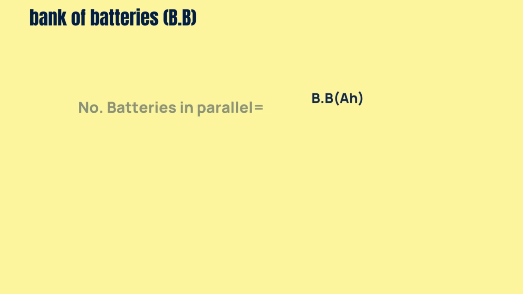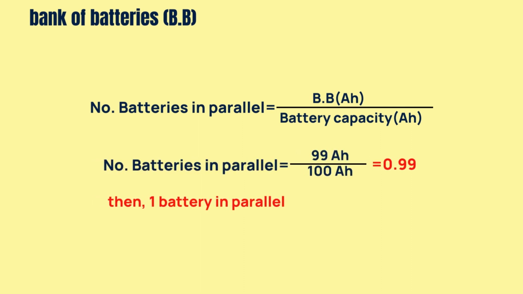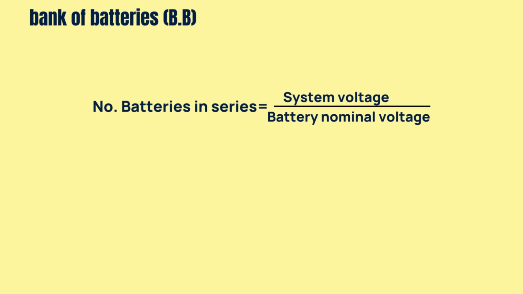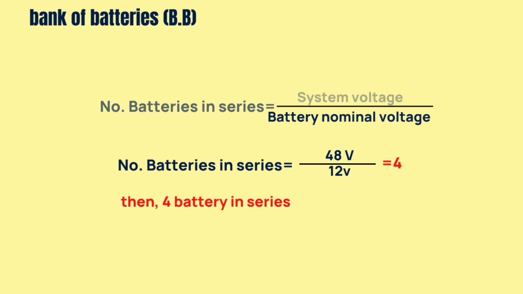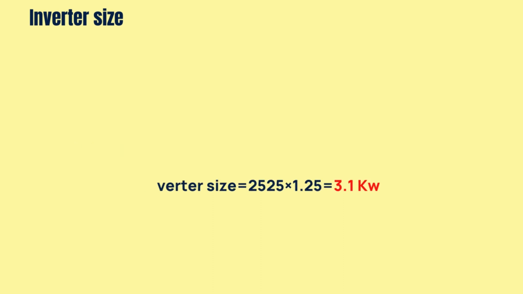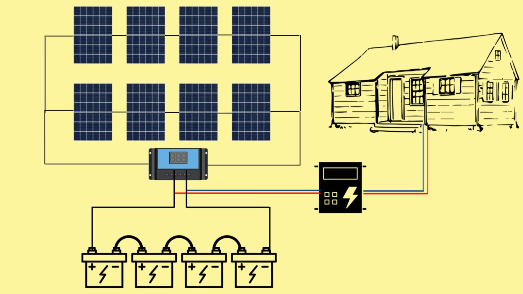To calculate the number of batteries in parallel, just divide the battery bank by the battery capacity, then we will have 1 battery in parallel. To calculate the number of batteries in series, divide the system voltage by the battery nominal voltage, then we will have 4 batteries in series. To calculate the inverter size, just multiply the total AC power by the safety factor, which is 25% by default. And here is our final design, producing clean energy.